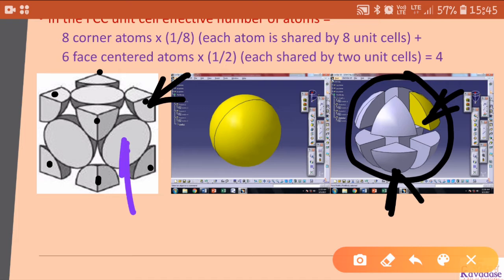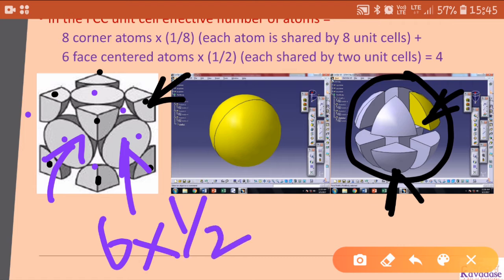And there are some side or face centered atoms. So there are 6 face centered atoms. This is 1, 2, behind 3, 4, 5, and in this behind 6. So there are 6 face centered atoms, and you can see there are half atoms. Each atom is shared by 2 unit cells, so 6 times 1 by 2. So there are 3 effective face centered atoms.